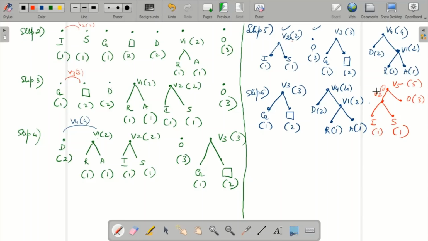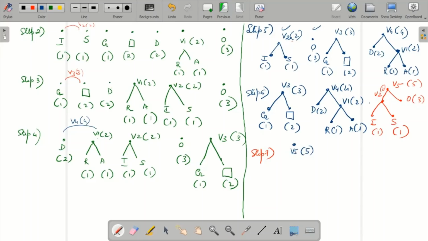Now you got 5, 4, 3. Again this and this should be combined. So that would be step 7. v3 is 3 and 4, so v5 should be written as it is. This should be written as it is because this would give you the weight 7, right? So v5 with the weight 5 as it is you write.